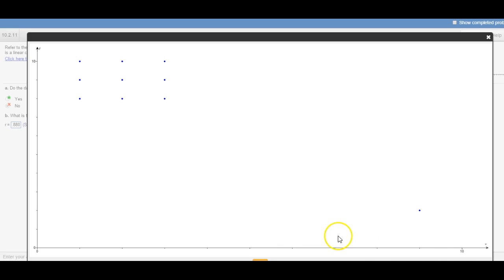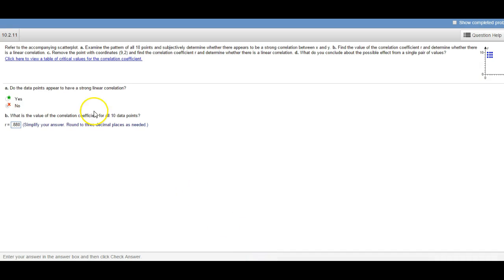But because that one outlier has a high x coordinate relative to all of these, and a low y coordinate relative to all of these, it looks like low x values correspond to high y values, and high x values correspond to low y values. So that is a strong linear correlation, when we have a perceived pattern in the data like that. So that's why yes would have been the answer there. Now, what is the value of the correlation coefficient for all data points?